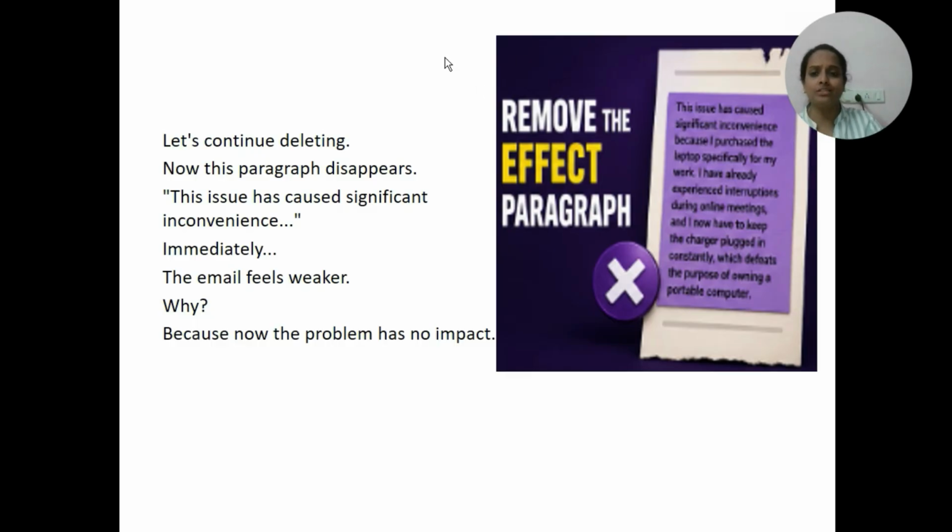So this issue has caused significant inconvenience. So that's the effect, right? So if you are deleting that paragraph, immediately the email feels weaker. Do you know the reason why? Because now the problem has no impact.